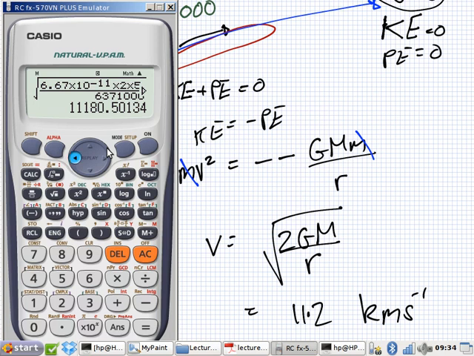Yeah, okay. Let's add on how many? 30 kilometers. You should be clear of the atmosphere after 30 kilometers. So we'll make this a 9.